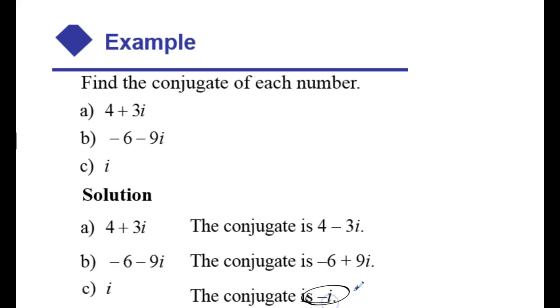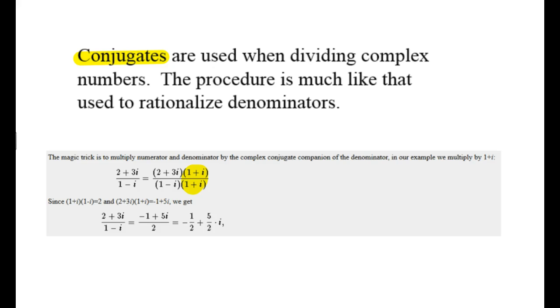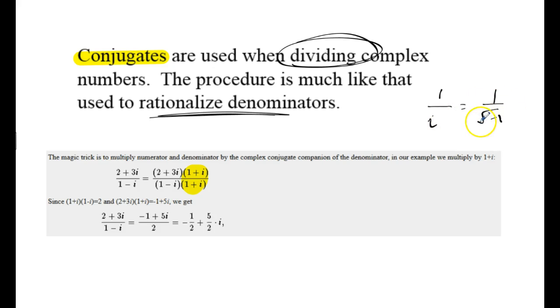Good. Negative i. So why is the conjugate so important? Because when you start dividing, it comes in really handy when you try to rationalize the denominator, which means get rid of, remember, if you have a 1 divided by i down there, that's the same thing as 1 over the square root of negative 1, and that's not rational.